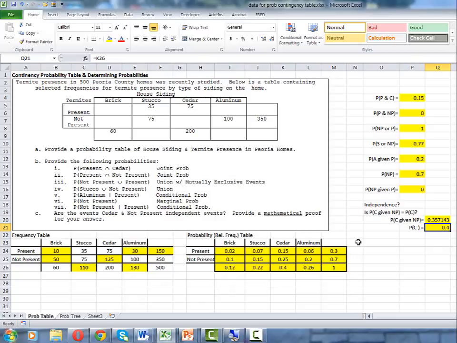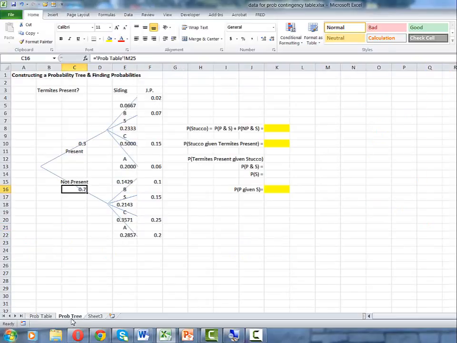So if those had been the same, then we would say those two events are independent of one another. But in this case, that's not true. So that's dealing with contingency tables, probability tables, and finding different probabilities. Let's do something similar with probability tree.